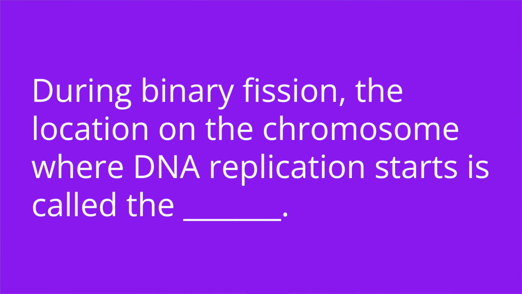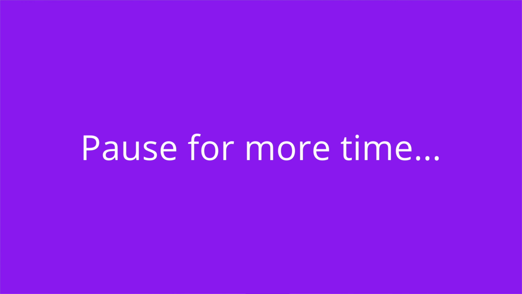All right, it's quiz time, and I have 4 questions for you. Question number 1. During binary fission, the location on the chromosome where DNA replication starts is called the blank. The answer is origin of replication.